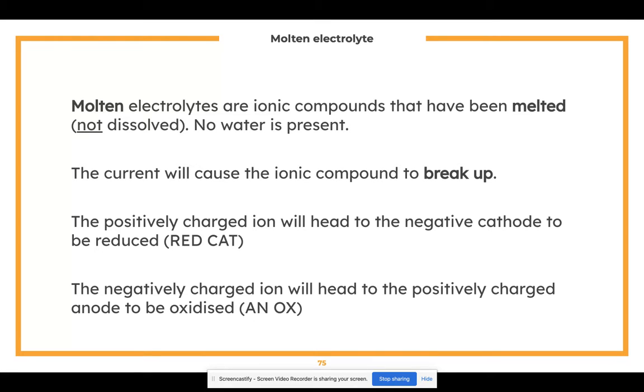The current that goes through your electrolytic cell will cause that ionic compound to break up into its two ions. The positively charged ion will then head to the negative cathode to be reduced, red cat, and the negatively charged ion will head to the positively charged anode to be oxidized, which hopefully makes sense. So opposites attract. That negative cathode is going to be really interesting to that positively charged ion, and it's going to head straight to it. And when it gets there, it is going to be reduced. It takes electrons from that negative cathode, and then the negatively charged ion heads to the positively charged anode to give its electrons up and become oxidized.